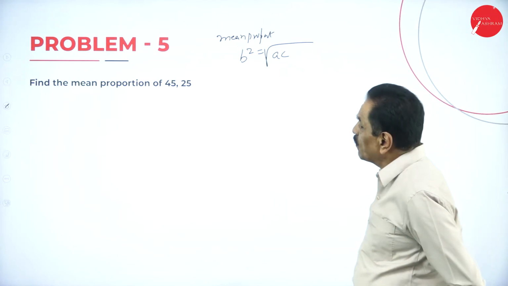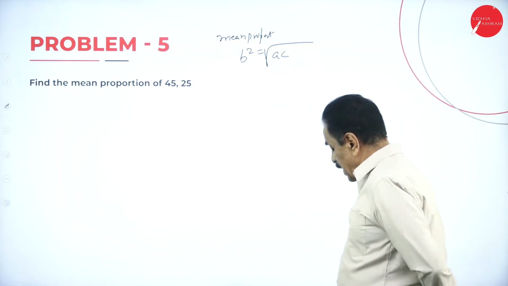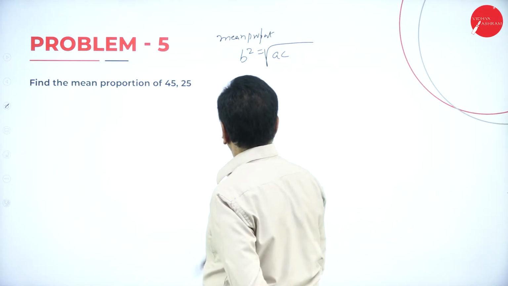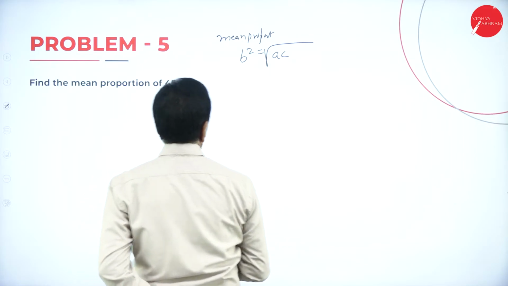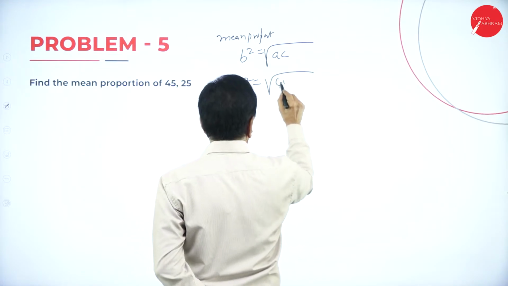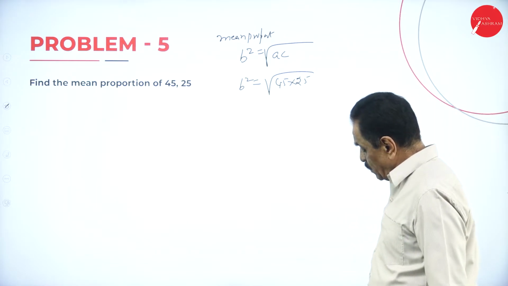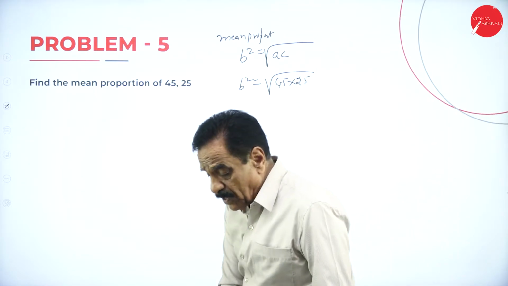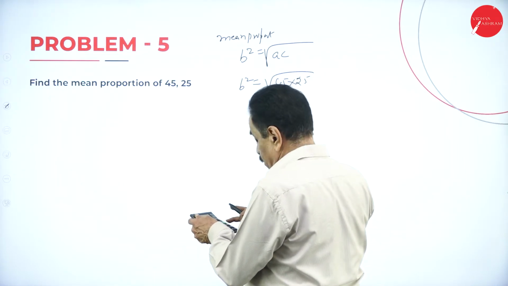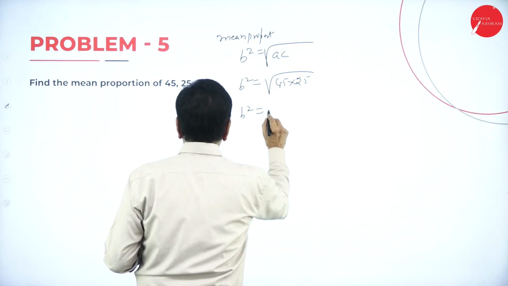So we have 45 is to 25. The formula is B square is equal to AC, where B is the mean proportion. B square is equal to 45 into 25. So what is 45 into 25?